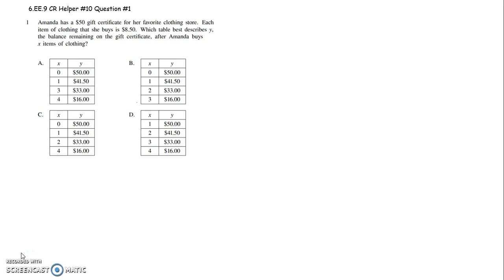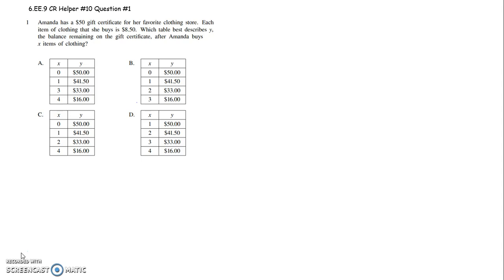It says Amanda has a $50 gift certificate for her favorite clothing store. Each item of clothing that she buys is $8.50. Maybe she's buying scarves and she wants those scarves in a lot of different colors. So that's why every item costs the same amount. She's probably buying that same item in a lot of colors.